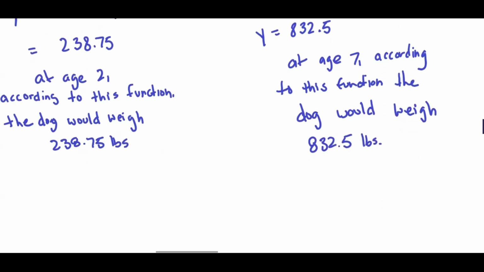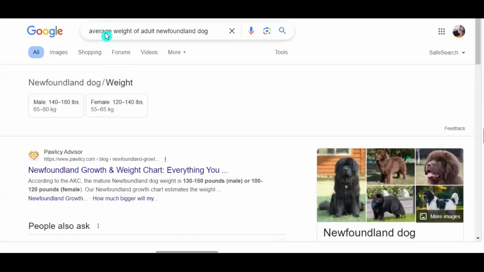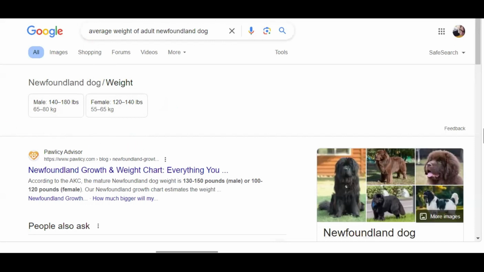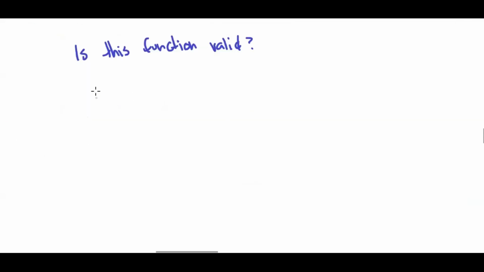And then we have to figure out, is this valid? Now, hopefully you've been thinking about this in the back of your mind and thinking, these numbers seem a little bit large for the weight of a dog. So is the function valid? Just to verify, there's no harm in looking it up. Average weight of a Newfoundland dog, looks like the male maxes out at 180 pounds. Not 800 pounds. So, no, this is not a valid model.